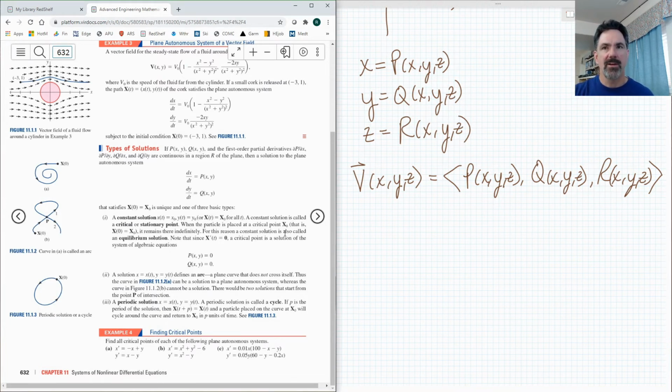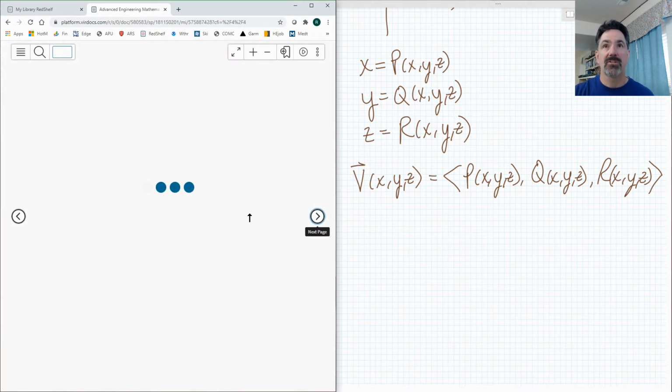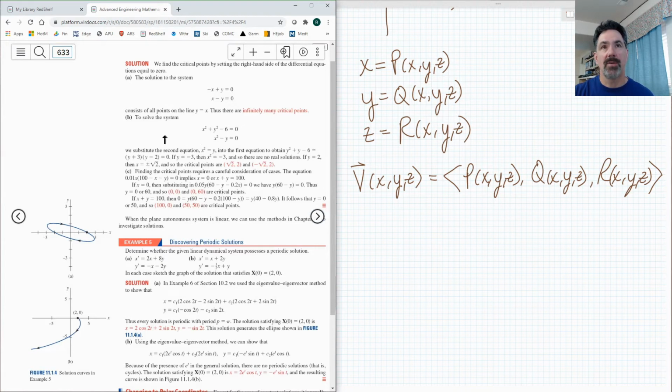And then down here in example 4, they want you to find some critical points. Following on the next page, 633, they do a really nice job, particularly in part B, of explaining how there's no canned method for doing this. You simply have some equations and you're trying to find values of the dependent functions that will make them equal to 0. Because when the rates of change are all 0 simultaneously, that's when we have a critical point or an equilibrium solution.